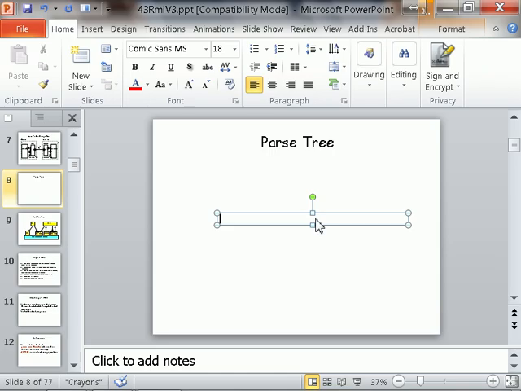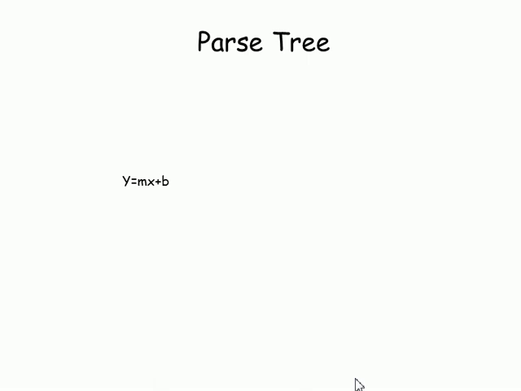Okay, so suppose I said something like this. y equals mx plus b. At the center of the tree, I see plus, and now on the left-hand side, I see times x, and on the right-hand side, the child is b. And I can't really invoke the plus sign until m is multiplied by x.